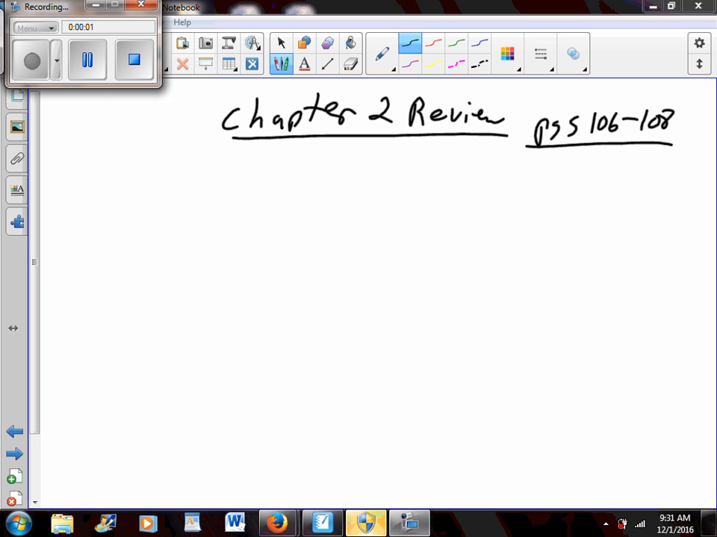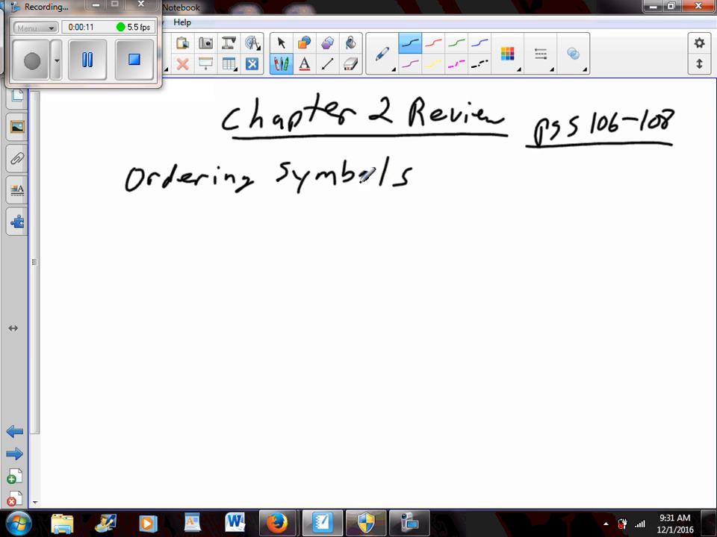Pages 106 to 108. The first thing I want to talk to you guys about are these ordering symbols. I know you know what they are. We've played with them enough this semester, right? You've got, what is this symbol? Greater than. What is this one? Less than. What is this one? Greater than or equal to. Equal to. Then less than or equal to, right?